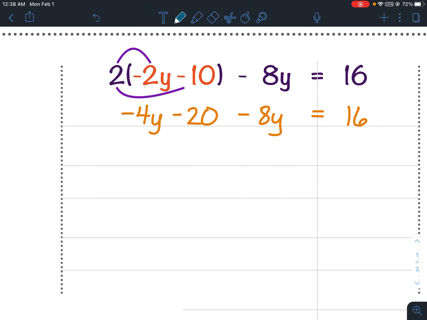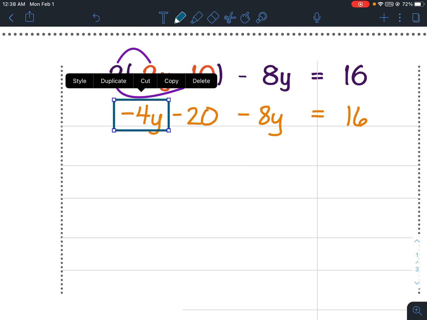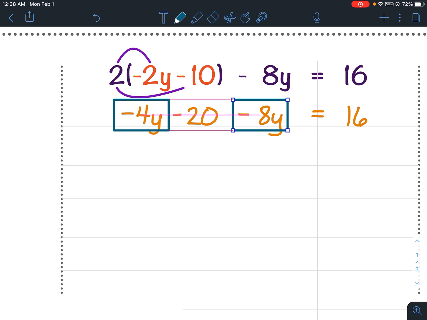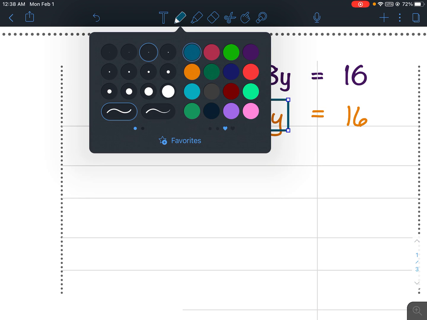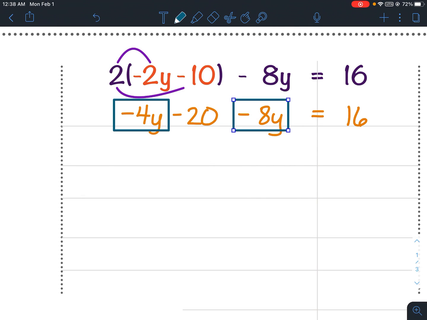Now I'm going to combine like terms. I've got negative 4y and negative 8y. That's the only like terms that I can combine. That would be negative 12y. Bring down the negative 20. Keep the equal signs lined up. And bring down the 16.